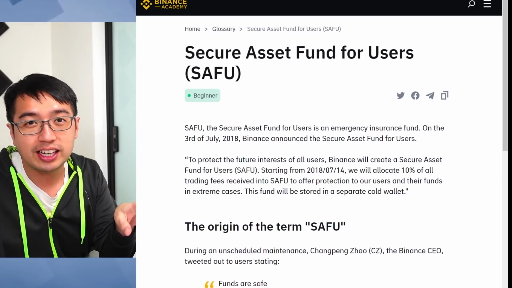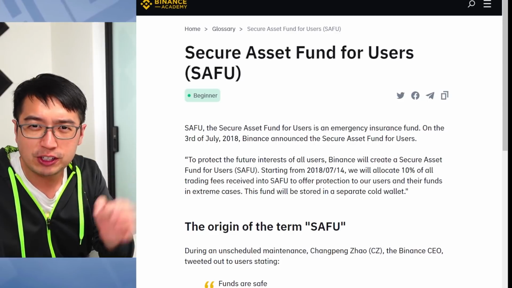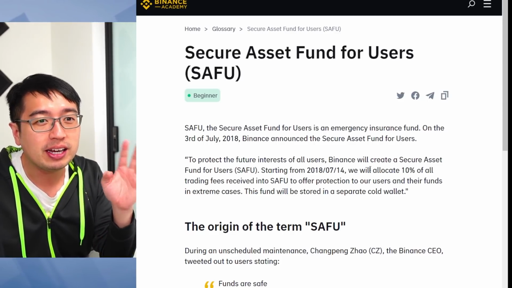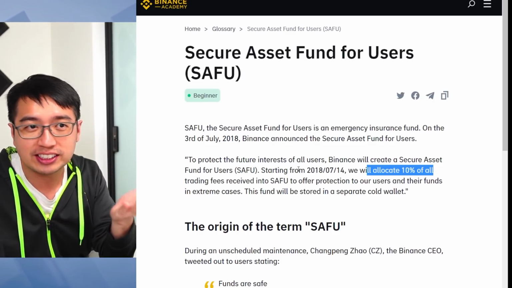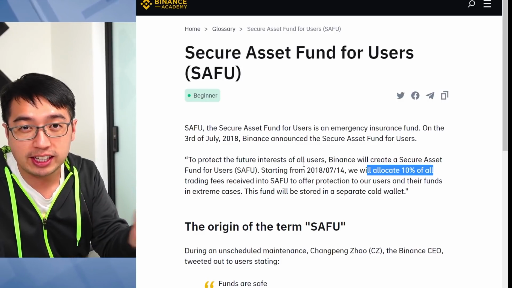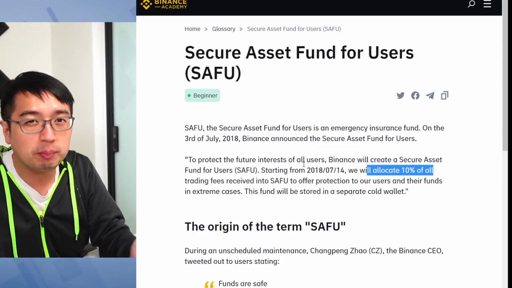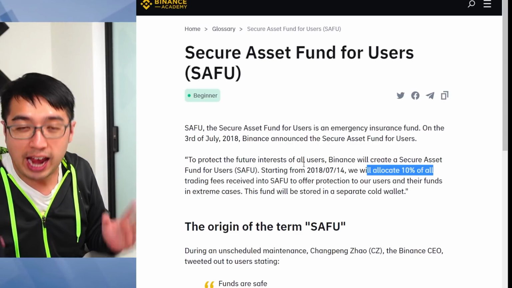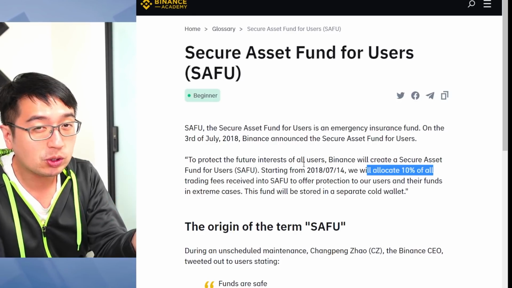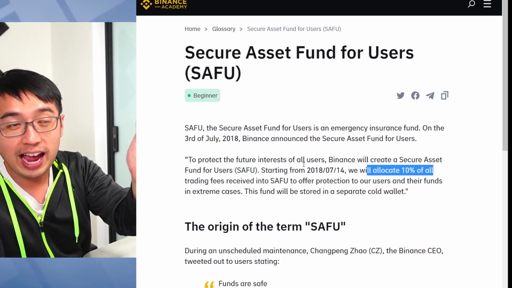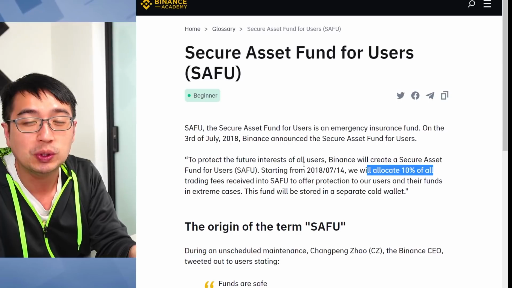With that said, Binance also has the Secure Asset Fund for users, SAFU or SafeU. I'm not exactly sure how you say that, but 10% of all trading fees goes into the SAFU, Secure Asset Fund for users, and is held to cover losses in the event of a hack. Now, they did use the SAFU fund in 2019 when $40 million of cryptocurrency was hacked from Binance.com user accounts. Let me know in the comments if you know any other cryptocurrency exchanges that offer something as good as SAFU in the event of a hack. This is in addition to insurance.